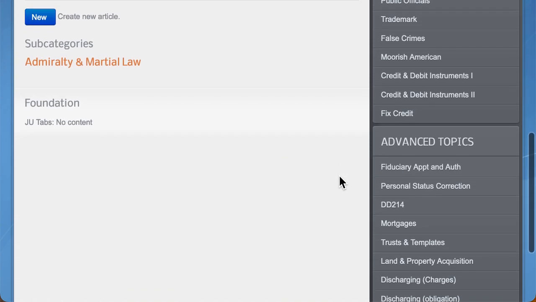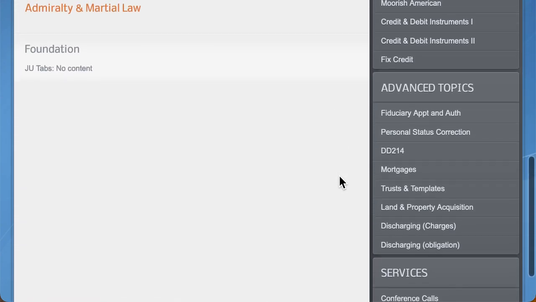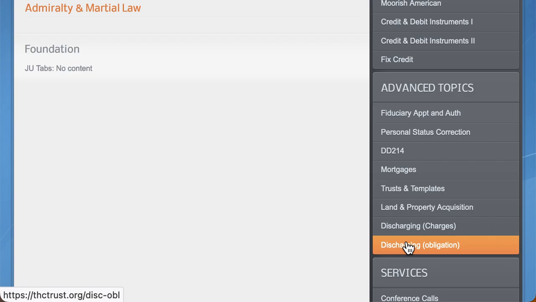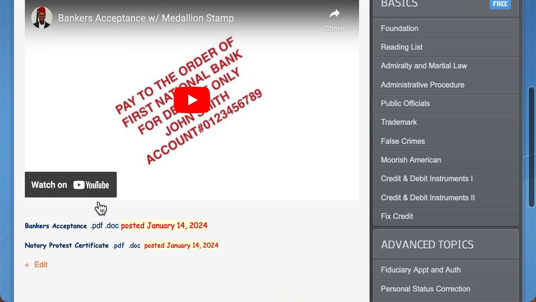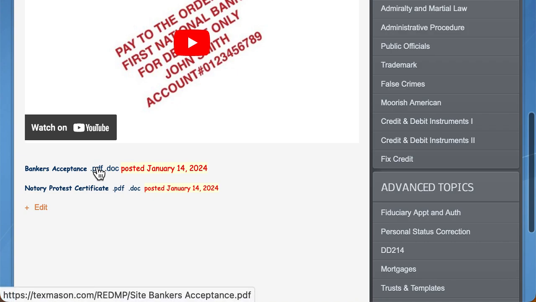Before we get into further talking about the notary protest, the last time we talked about the banker's acceptance, that is under advanced topics down here under discharging the obligation. That's where we talked about tendering the bond in court. This one I would say is probably more precise research. I like how this one came out better. Click this menu down here. This was the last video we did over the banker's acceptance with the medallion stamp. Here are the templates below the video, and the video that I'm doing now over the notary protest will be right in here. And here are the templates for the notary protest.